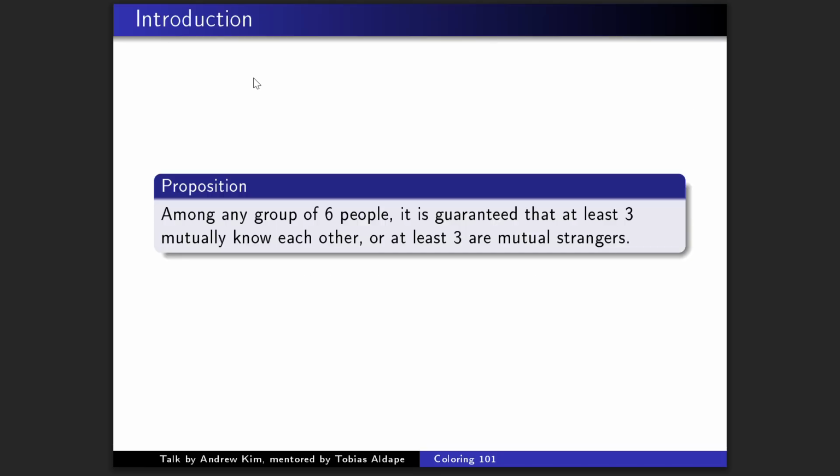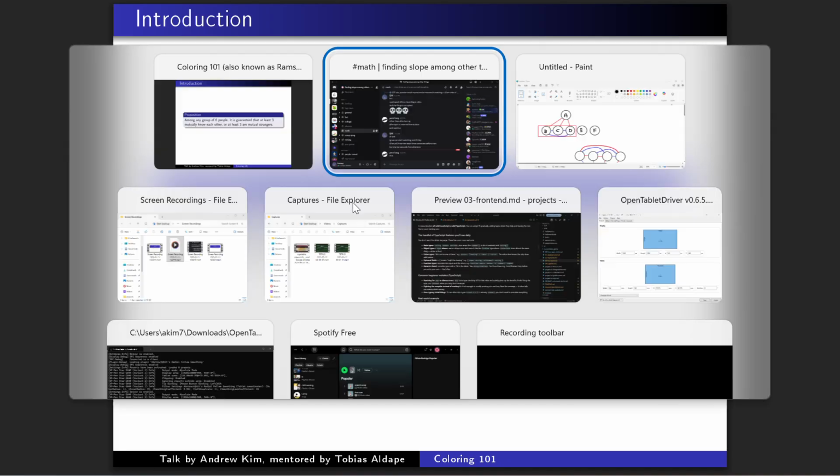First, we're going to start off with an example to motivate our definition of Ramsey numbers. Our example is that among any group of 6 people, it's guaranteed that at least 3 people mutually know each other, or at least 3 are strangers. And this is regardless of which 6 people you pick. This is guaranteed to hold.